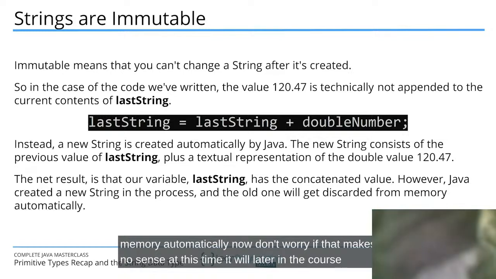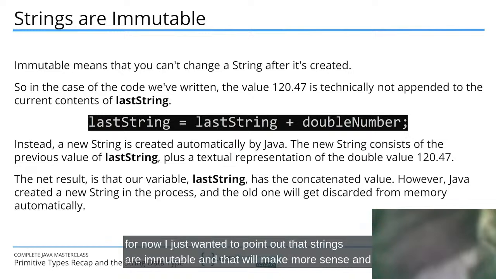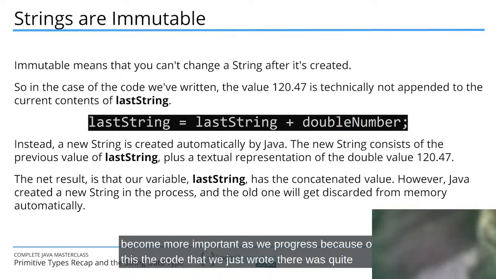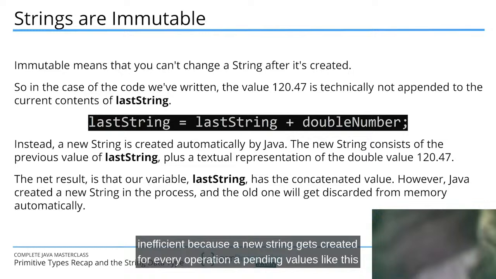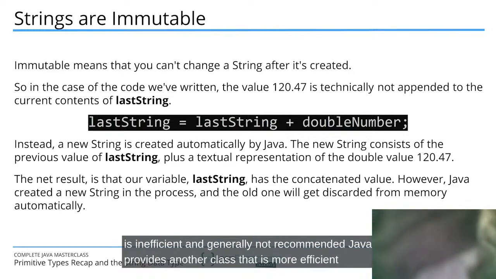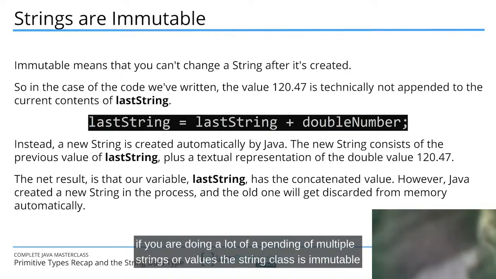Now, don't worry if that makes no sense at this time. It will later in the course. For now, I just wanted to point out that strings are immutable, and that will make more sense and become more important as we progress. Because of this, the code that we just wrote there was quite inefficient. Because a new string gets created for every operation, appending values like this is inefficient and generally not recommended. Java provides another class that is more efficient if you are doing a lot of appending of multiple strings or values.